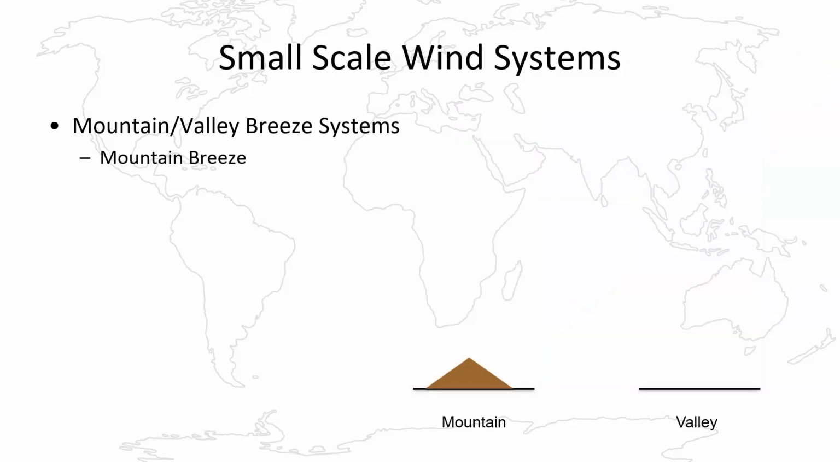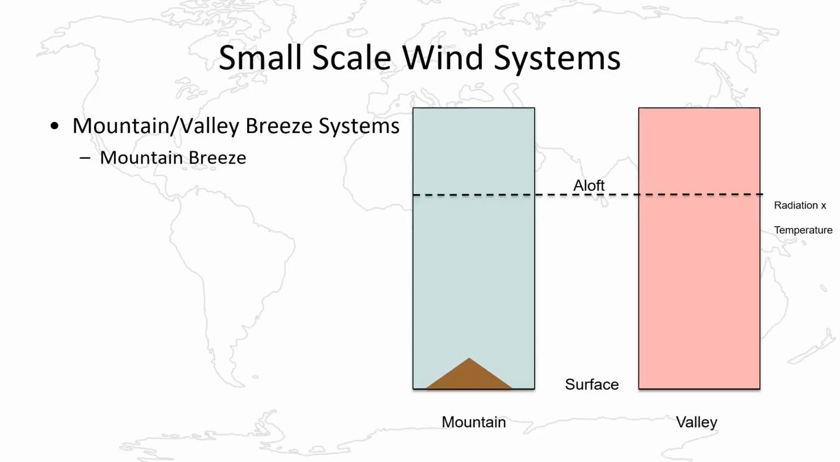Next up, we have a mountain breeze. Mountain breezes occur at night. Since we're at night, we're not going to have any radiation differences. However, there's still going to be some temperature differences. Because the slope of the mountain isn't receiving all that direct radiation, it's going to behave more along the lines of what we expect. As you get further and further away from the surface heating source, temperatures are going to drop. And so now the air above the mountain is colder, and the air above the valley is relatively warmer.